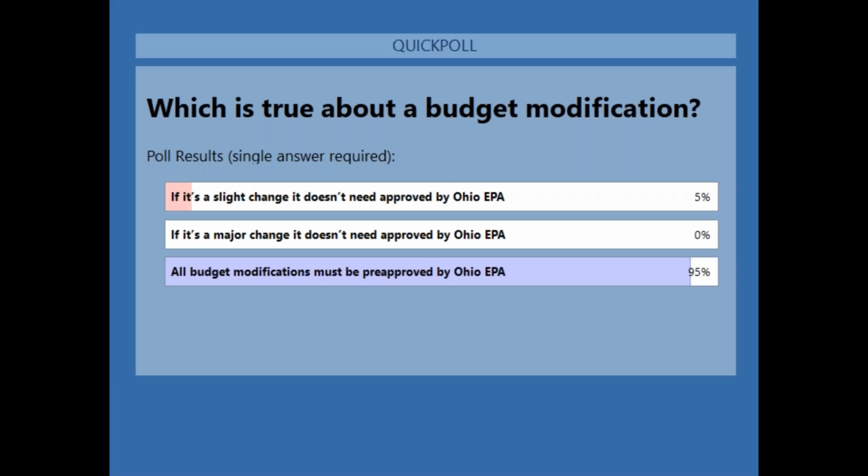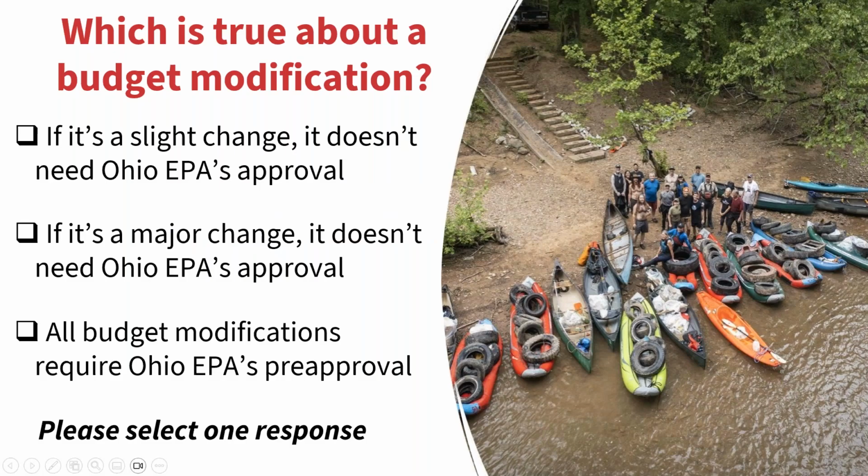Thanks, Jess. Well, if you chose all budget modifications must be pre-approved by Ohio EPA, you were correct. This concludes my portion of today's Recycle Ohio Grant Award presentation.